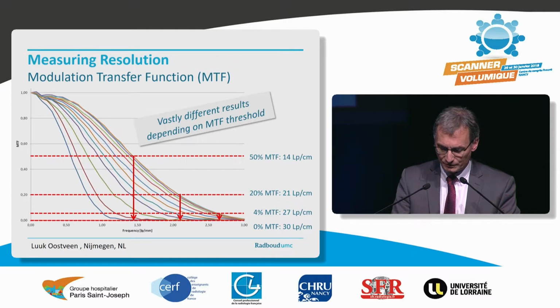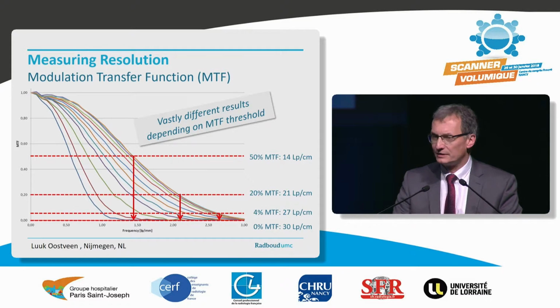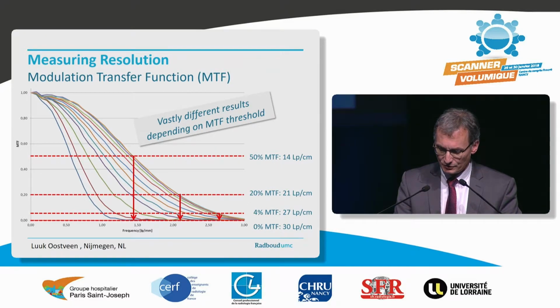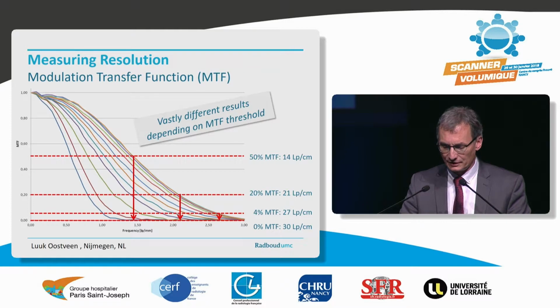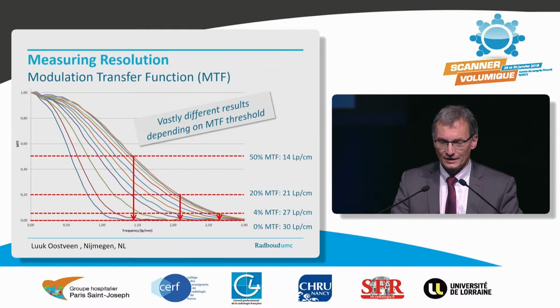If you go to 20% of the MTF, the line pairs per centimeter that are seen on these curves get higher. And usually what we see in the companies when they give the spatial resolution of a scanner, they are not using 50%, they are usually using 10 or 0%, which of course gives them very high numbers, which are not really realistic in clinical practice, because these high numbers only play a role with ultra-high resolution in high contrast structures like the petrous bone.